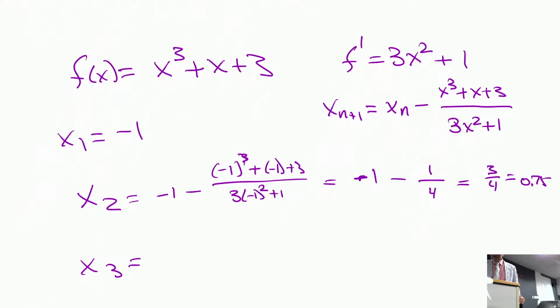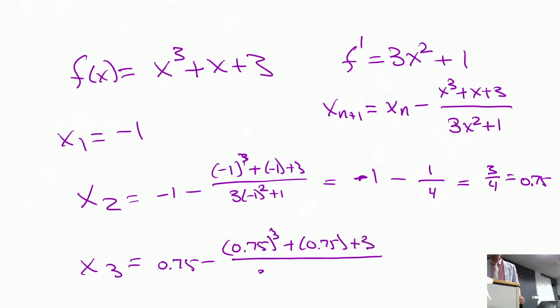And then to get x3, I'm going to do the same thing, except I'm going to use 3/4. So it'll be 0.75 cubed plus 0.75 plus 3 over 3 times 0.75 squared, and get whatever my calculator gives me. Oh, I blew it, didn't I?